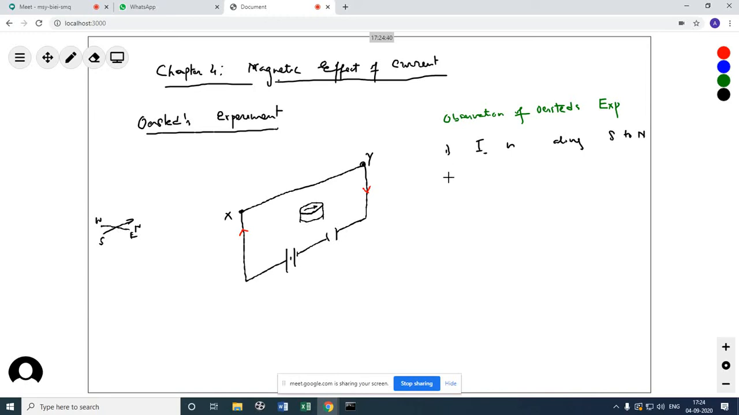the magnetic compass needle gets deflected along west. That means it goes this side. It gets like this, I'm showing you with the arrow. It becomes like this. Understand?